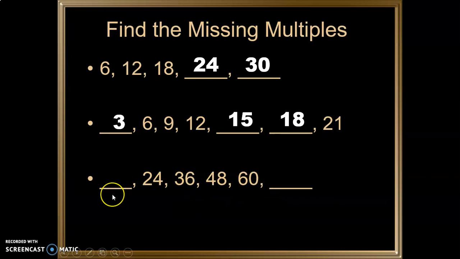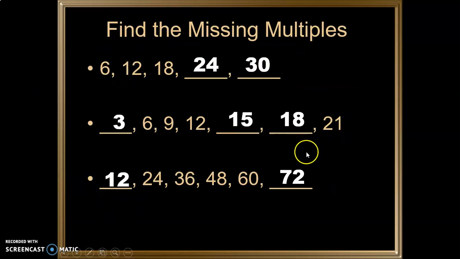So what if we have the numbers 24, 36, 48, and 60? So what is the first number? Do you have any idea? Correct. That is number 12. So we have here 12, 24, 36, 48, and 60. So what is the last number here? Very good. It's 72. This is all about multiples.